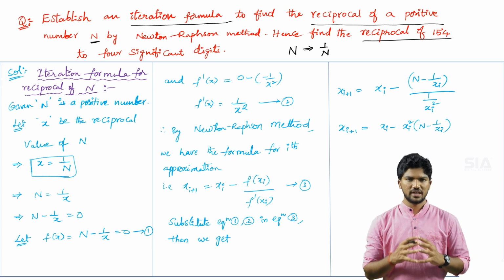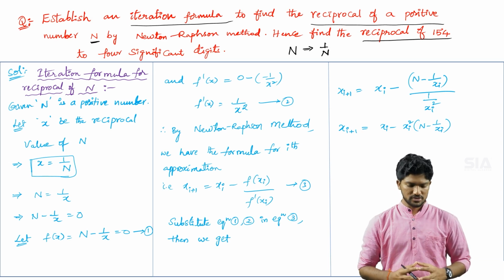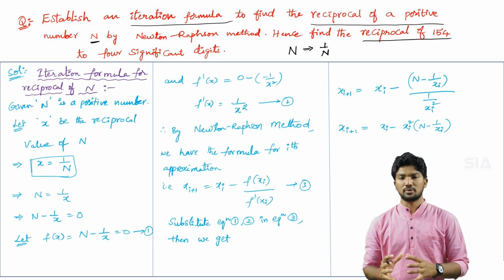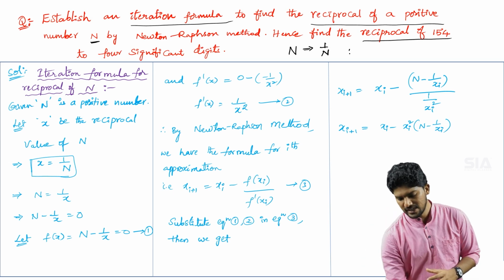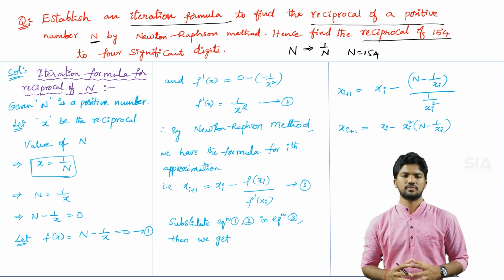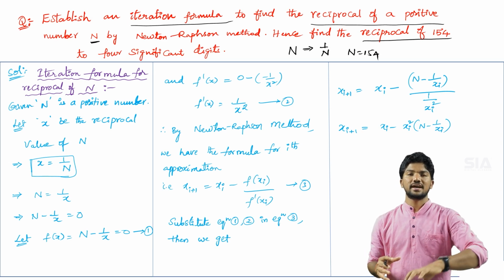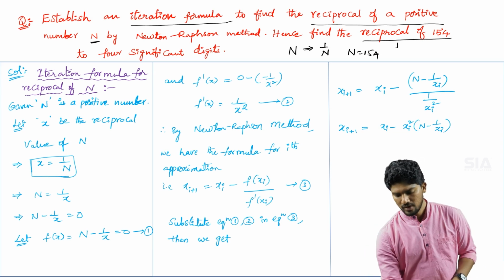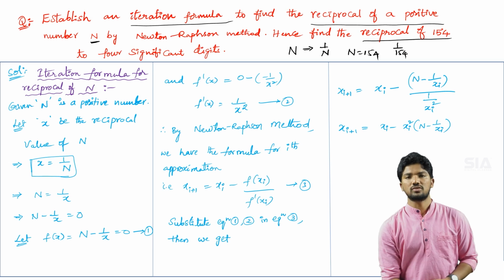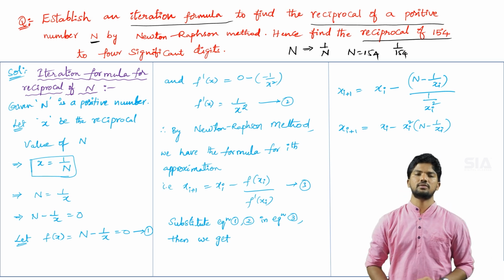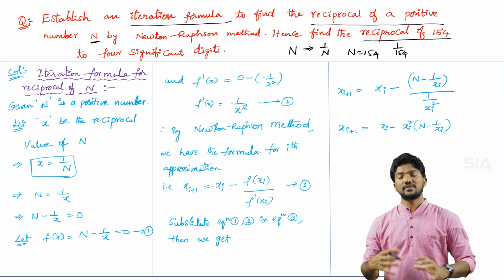Okay, one of the very important problems. Find the reciprocal of the one. Here he gave N is equal to 154, a positive number. Now we have to find out the reciprocal. Reciprocal means the 1 by 154 value. We have to find out the 1 by 154 value up to 4 significant digits.